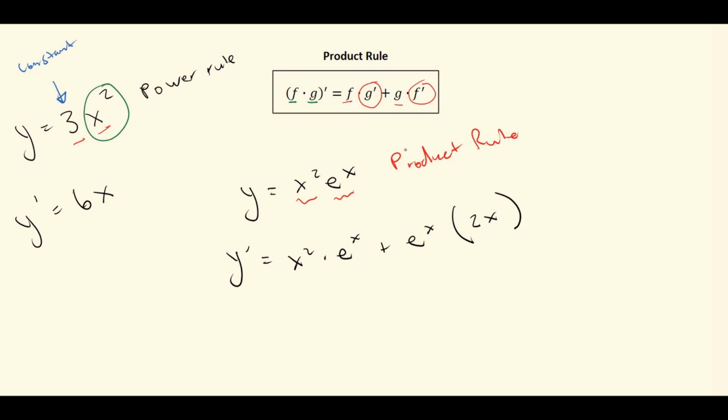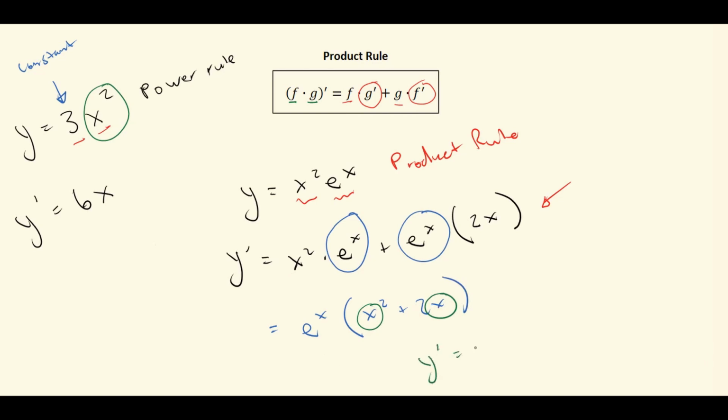So here we have the derivative, but it can be simplified a little bit. We notice that we have an e to the x in one term and an e to the x in the other term. So we'll go ahead and factor that out, giving us e to the x times x squared plus 2x. And then we can also factor out 1x, giving us y prime is equal to e to the x times x plus 2. And this is the simplified derivative.